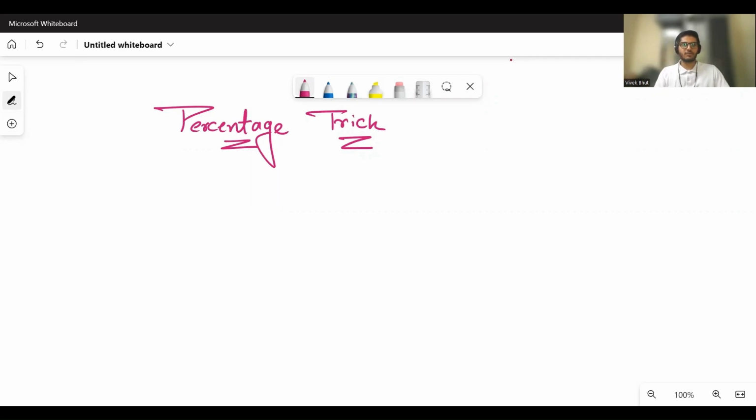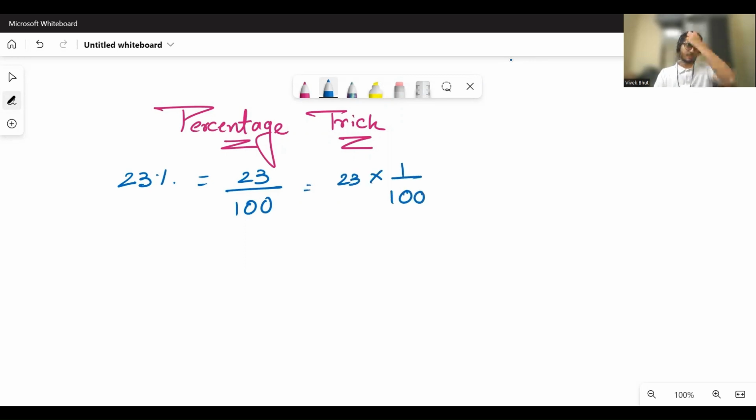So first of all, percentage is something which we call as per and cent. It is made up of the two words, per and cent. So that means anything which is divided by 100 is known as the percentage, right? So let's say, for example, if I have a number 23%, and if I would like to remove the percent sign, then I would write this as 23 upon 100, right? Or you can also write it as 23 into 1 upon 100. Both are one and the same thing, right? Either you divide by 100 or you multiply by 1 by 100. That's what the percentage is all about.